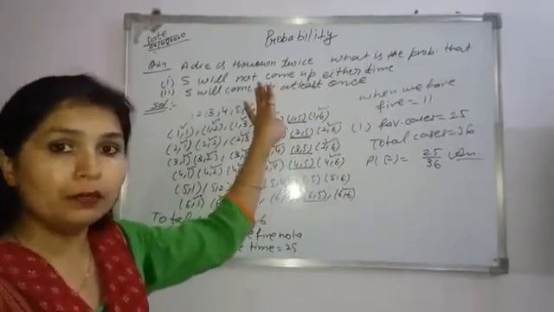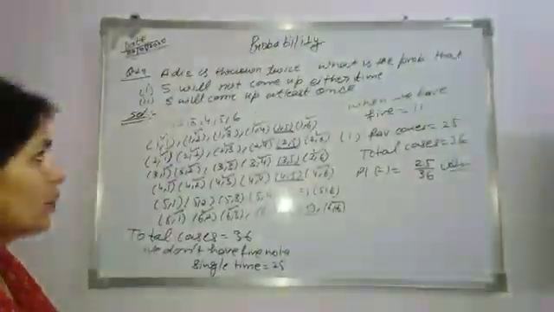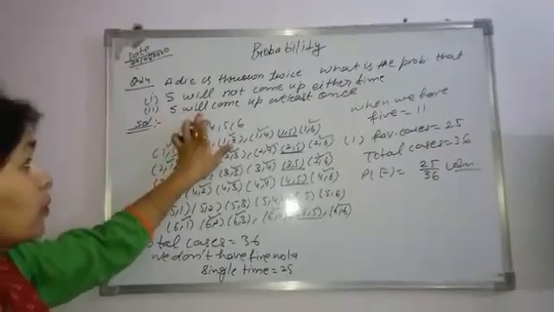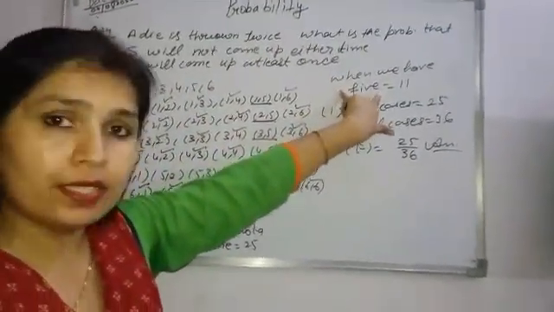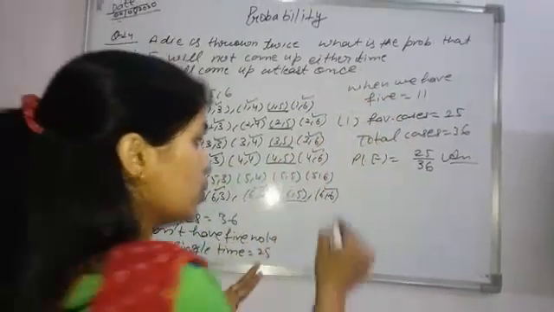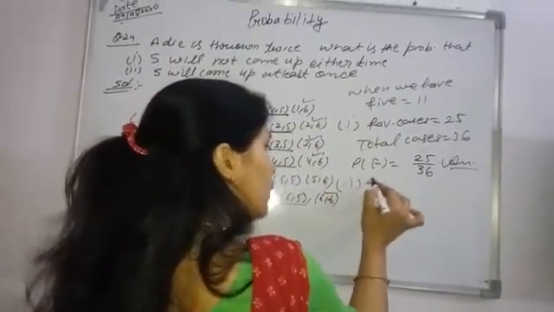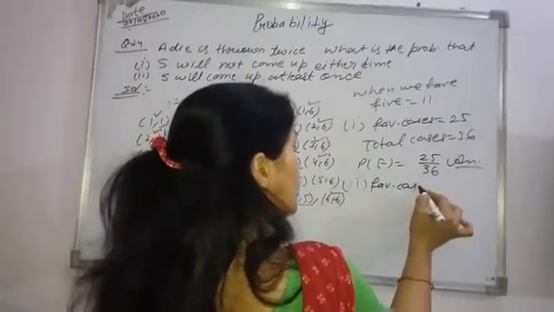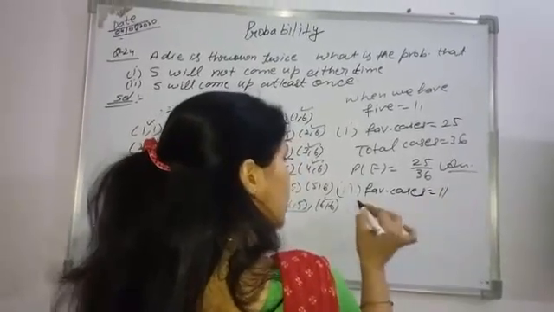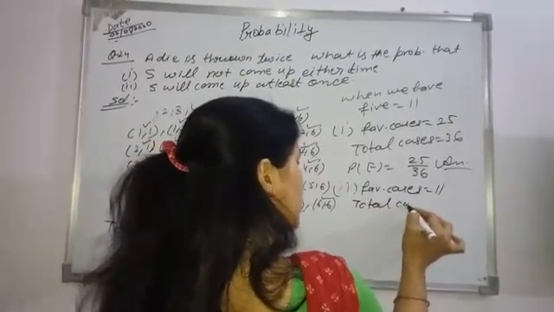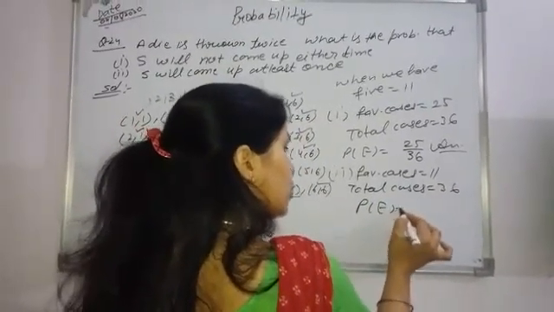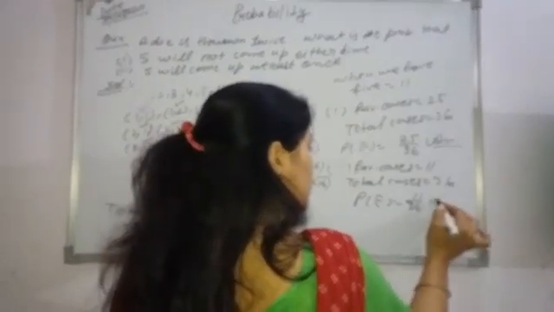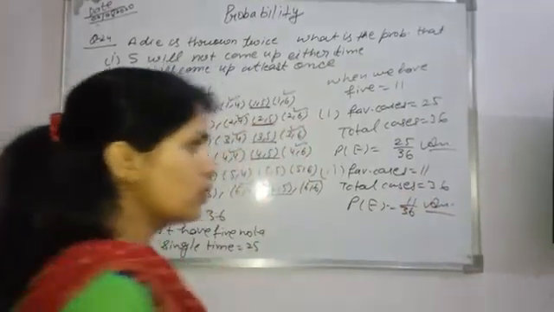Now second part. When 5 will come up at least once, these cases are 11 cases. So these are in our favor. For the second part, favorable cases is equal to 11. Total cases 36. So probability will be equal to 11 upon 36. So this will be the answer of this question.